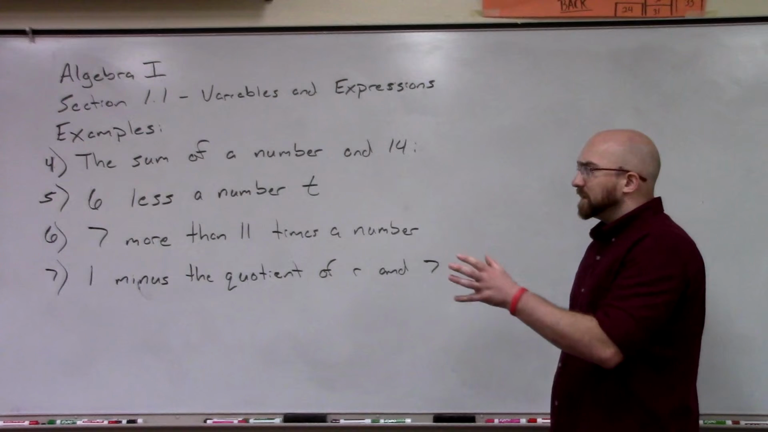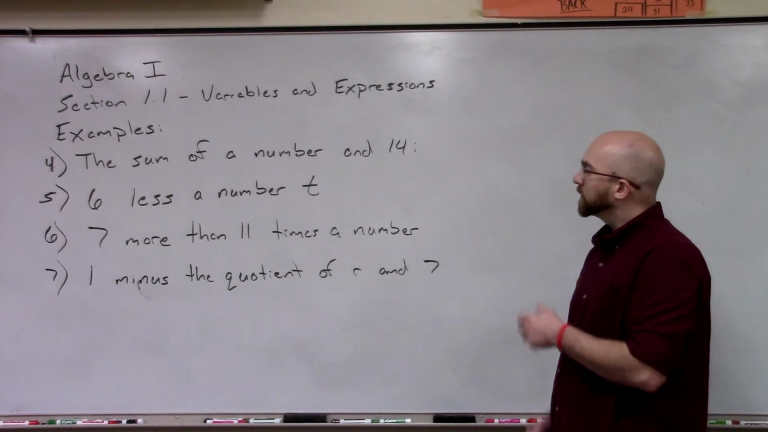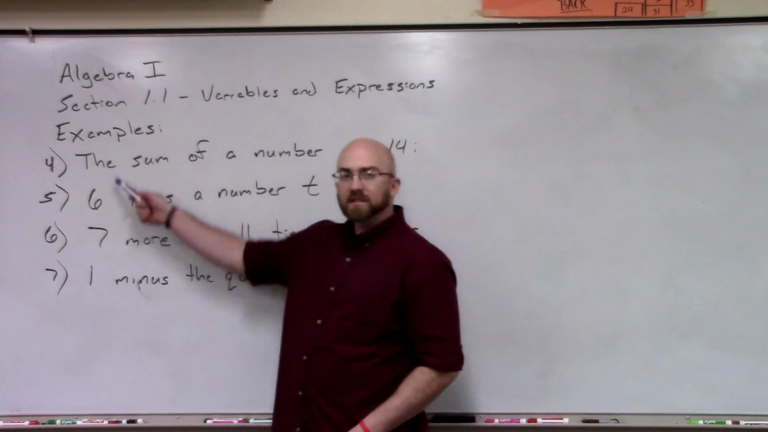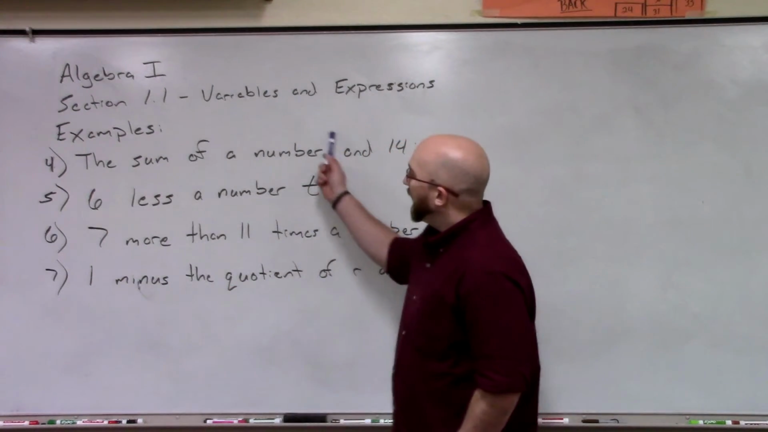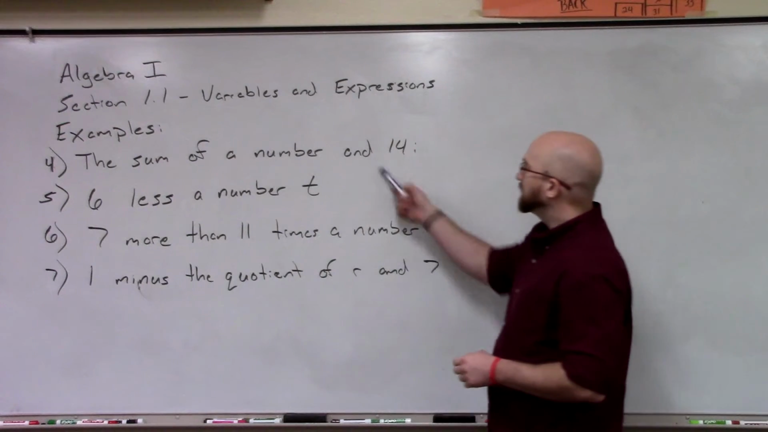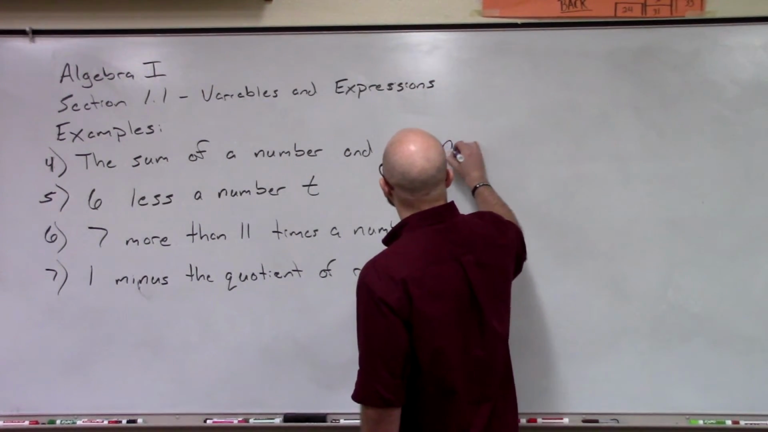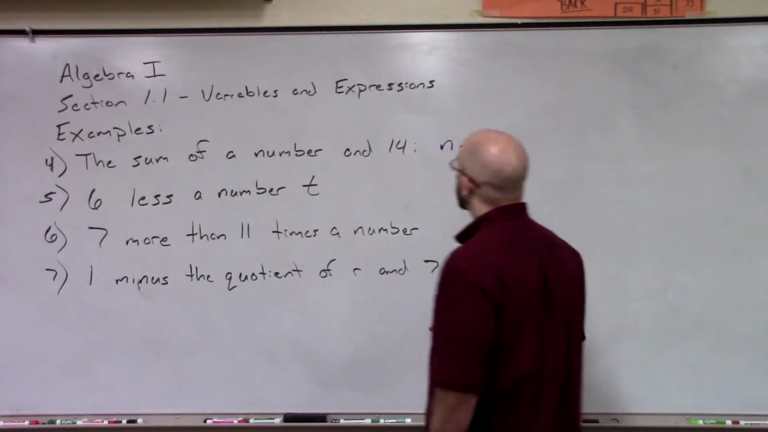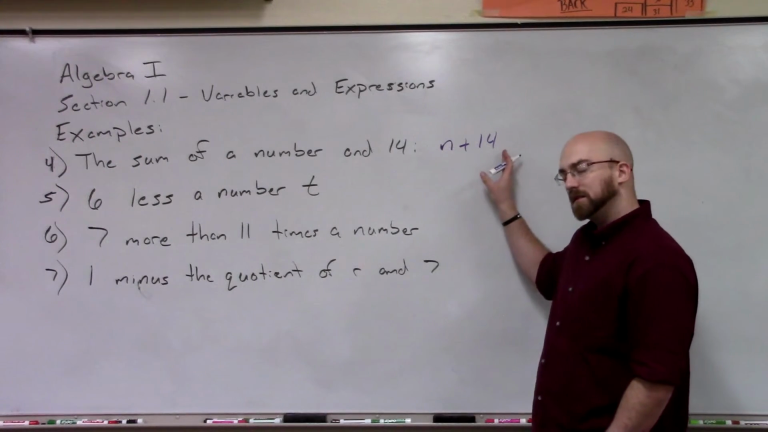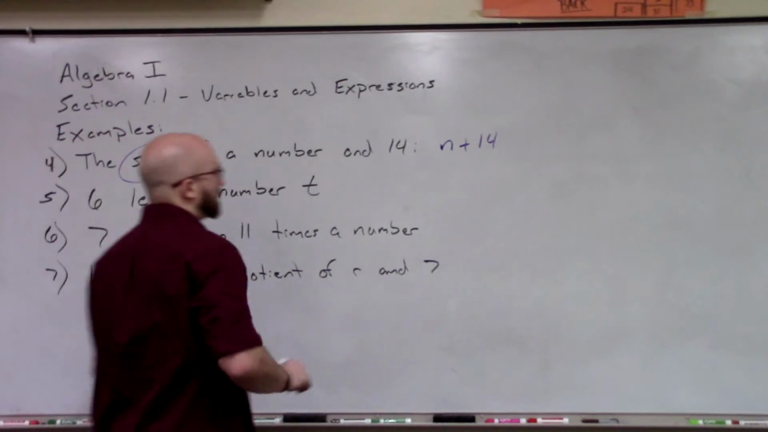The first one says, what we want to do is just write it in terms of algebraic terms. So the sum of a number and 14. We see this word sum, so that's going to mean addition. A number, we don't know what that number is, so that's a variable. And we have 14, so that's a constant. So basically this turns into n plus 14. Again, n is a variable, we don't know what it is, but we know 14 is a constant. So if you see the word sum, that's how I got the addition.